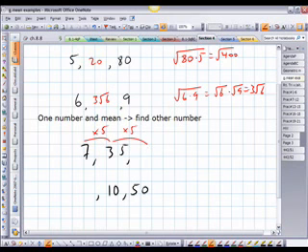5 times 35, 175. In this way, to go from 50 back to 10, we're dividing by 5. So to go from 10 back to some other number, you also have to divide by 5, and so you get 2. So that's how we can find the third number if we're given a first number and the mean. All right, so now how does this all relate to right triangles?